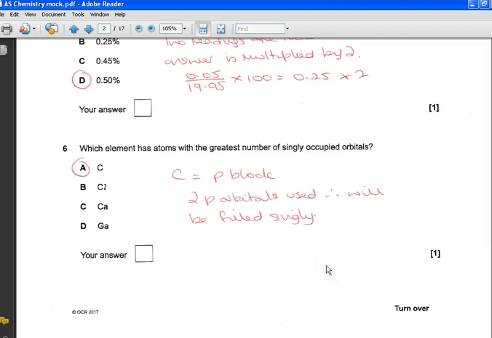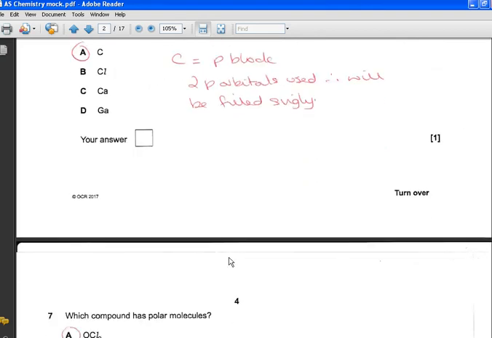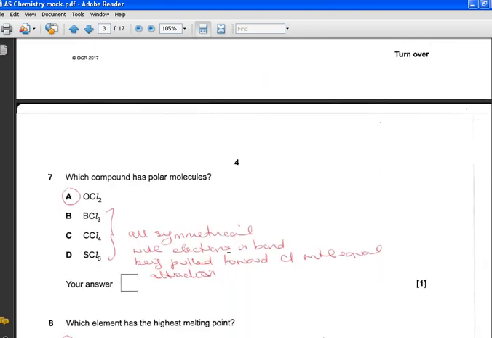Okay, which element has atoms with the greatest number of singly occupied orbitals? So we've got carbon, which has used 2p orbitals, yeah, and they will be filled singly. If you look at the others, then you'll see that you've got paired electrons.